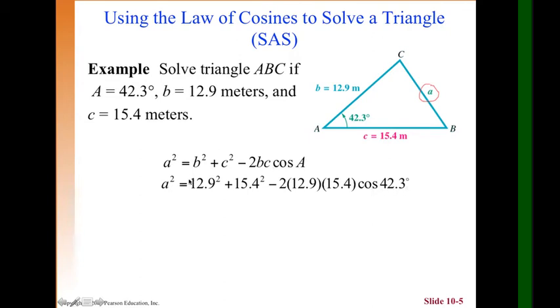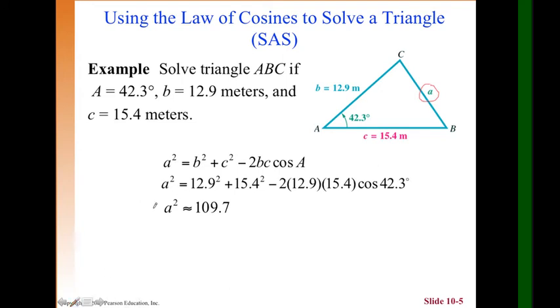I repeat, on your calculator, just click 12.9 squared plus 15.4 squared and then click equals, then minus 2 open parenthesis 12.9 close parenthesis, then open parenthesis 15.4 close parenthesis, then cosine 42.3 degrees. And then, ang makukuha mo ay 109.7. Pero hindi pa nagtatapos dyan.